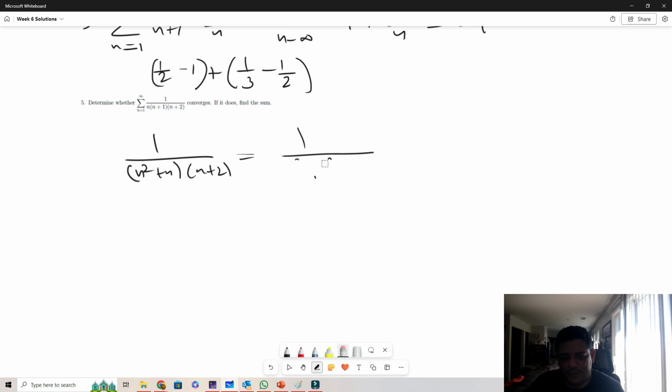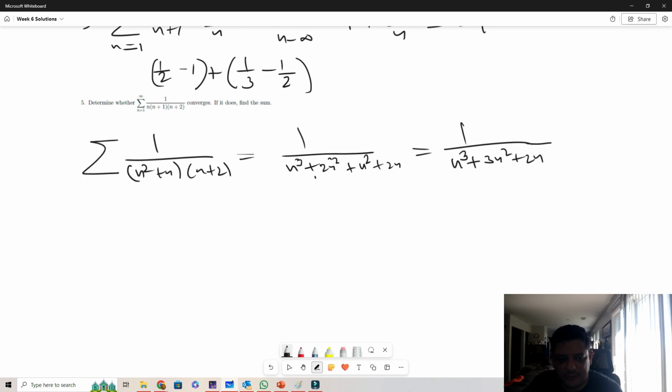Let me rearrange this. So n cubed plus 2n squared, we're multiplying n squared by this part, and now plus n squared plus 2n. And so at the very end, this is just 1 over n cubed plus 3n squared plus 2n. So we can see the series as this.